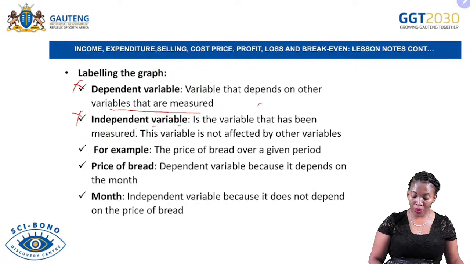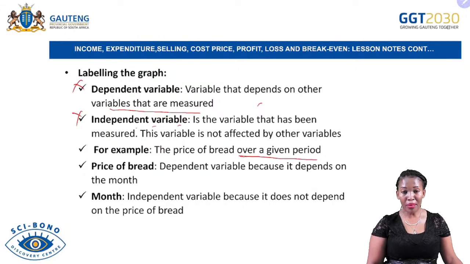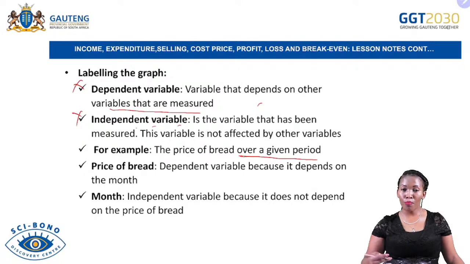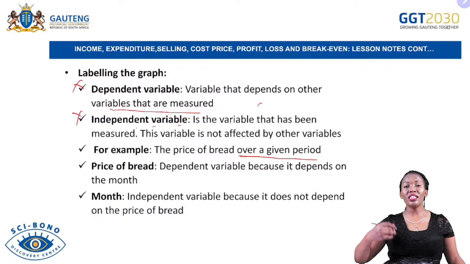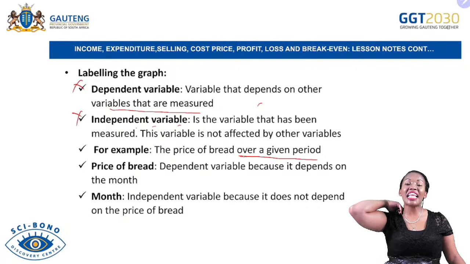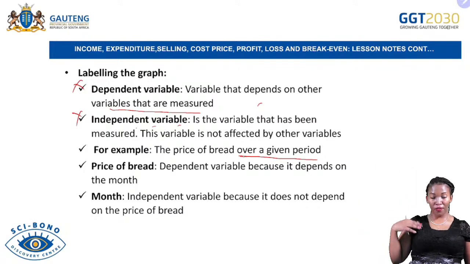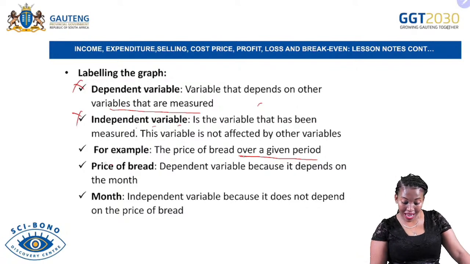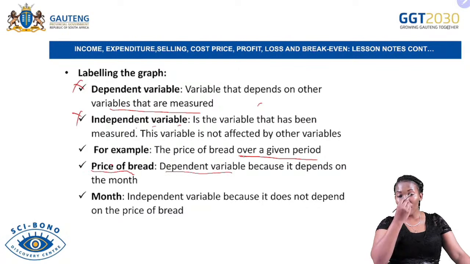But if you want more examples, let's do this one: the price of bread over a given period. So the amount that you are going to pay for bread today will not be the same amount that you paid last year or 2 years back for the same amount of bread. Therefore, the price of bread, it is what? It is a dependent variable because it depends on the time when you buy that bread.